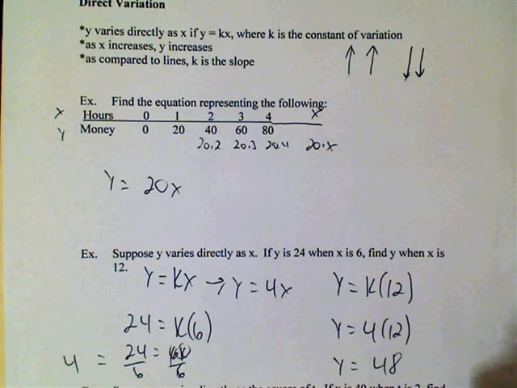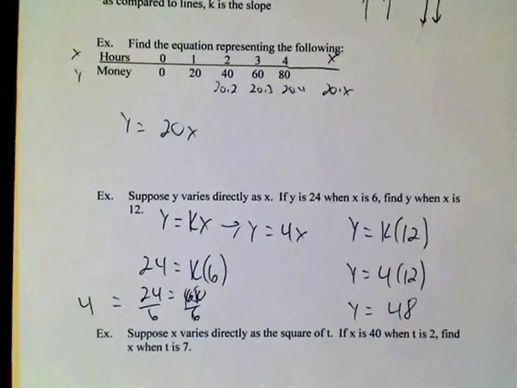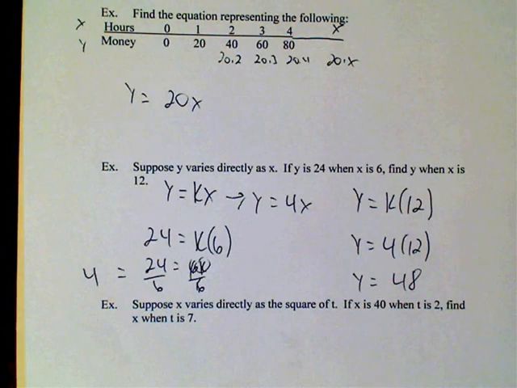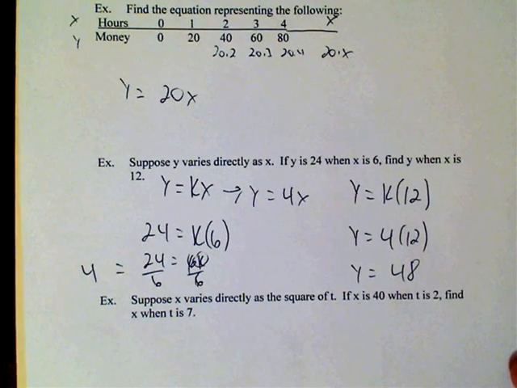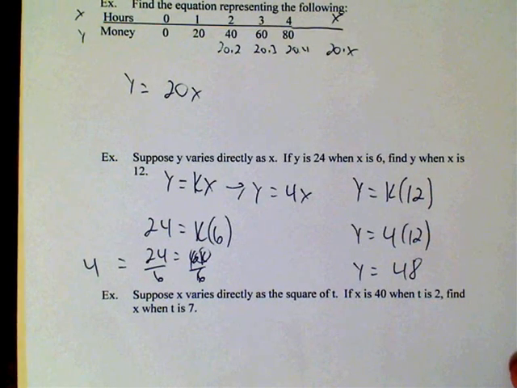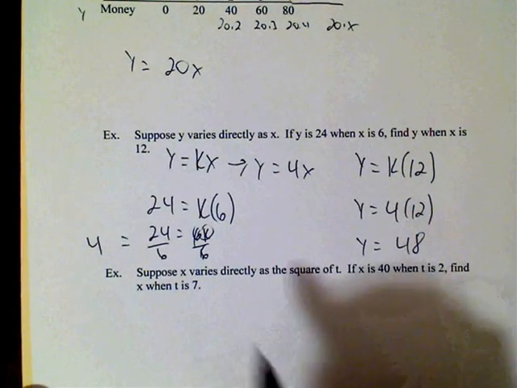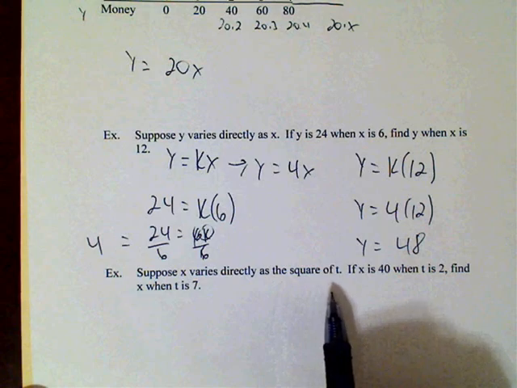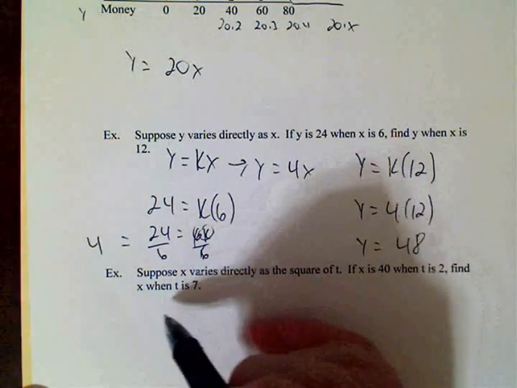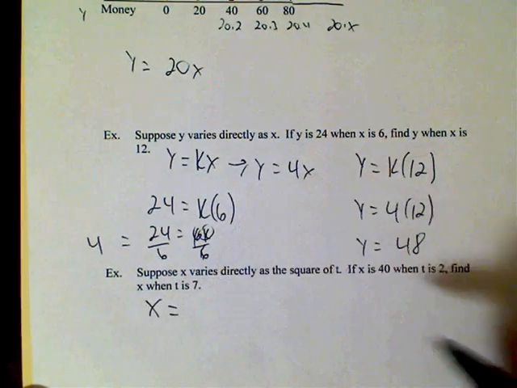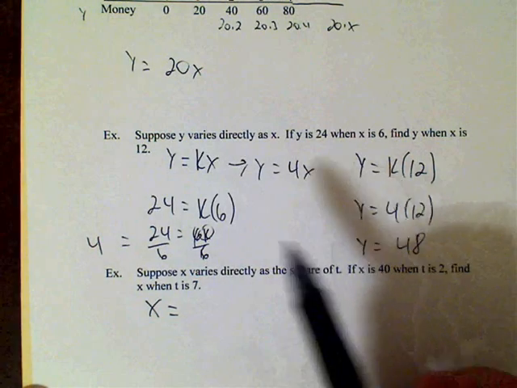Now let's do another example, and I'm going to leave out a step possibly. Now this one is slightly different because the variables are different, and there's a little bit more to it. This one says, suppose x varies directly as a square of t. Stop right there. X varies directly. This one is x equals. Just because it has an x doesn't mean x always goes there.